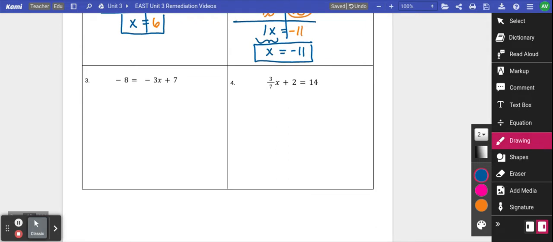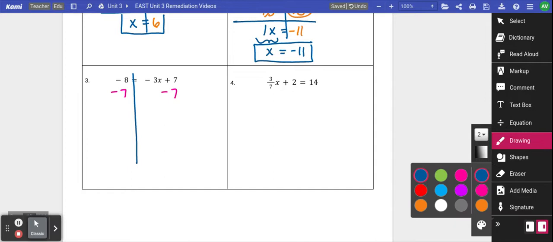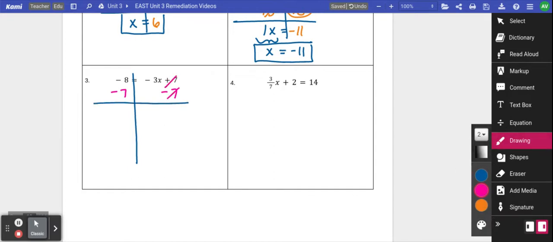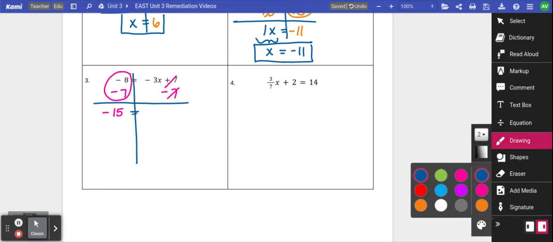Next, in problem number 3, I'm going to start by drawing my line to keep my equation balanced. Again, I want to get x by itself, so I'm going to start by subtracting 7 on both sides of the equal sign because minus is the opposite of plus. Negative 8 minus 7 makes negative 15. And I'm going to drop down my minus 3x.